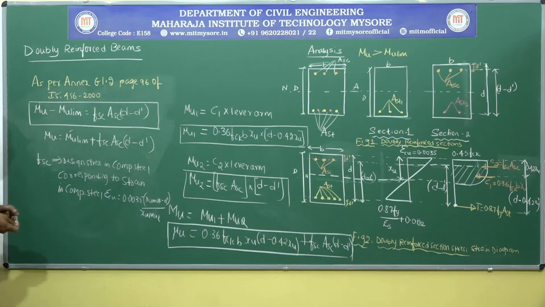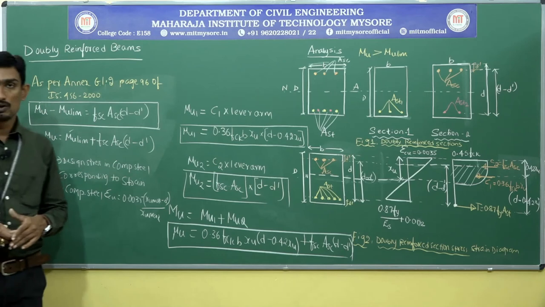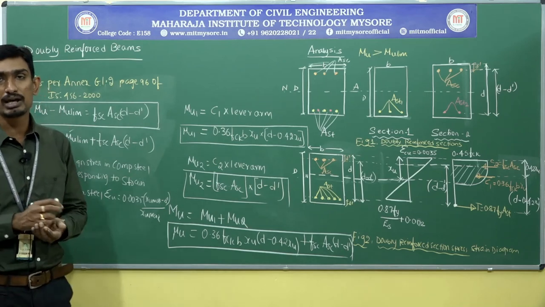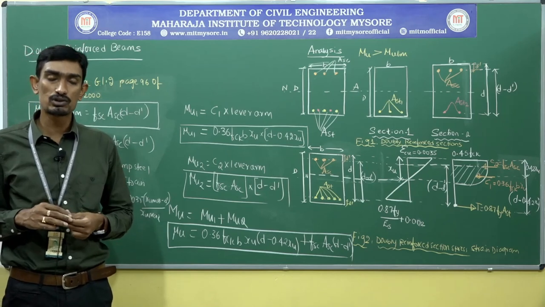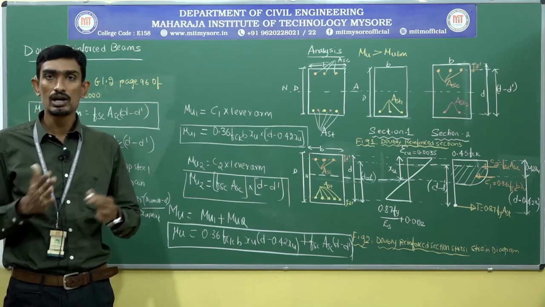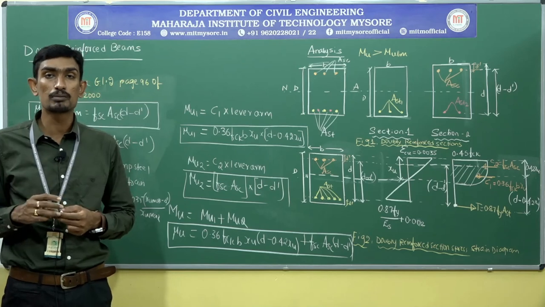That means what I am trying to explain here is we are going to calculate the design stress in compression steel based upon the epsilon Cu value. If you want to know the FSC value, first you should know the epsilon Cu value. By knowing the epsilon Cu value, you can calculate the FSC. That will be calculated based upon the new code, that is SP16, design aids for reinforced concrete, or you can use IS 456, which I am going to teach you when I solve the problem.